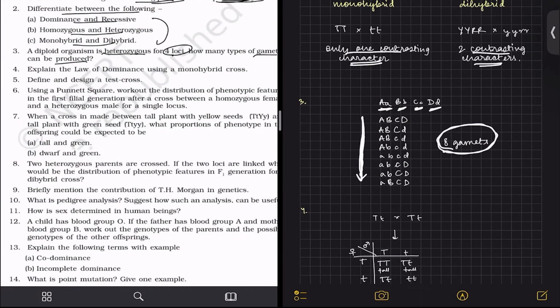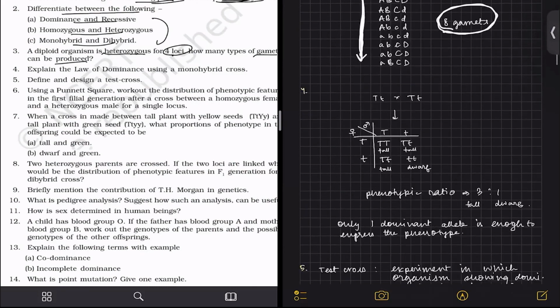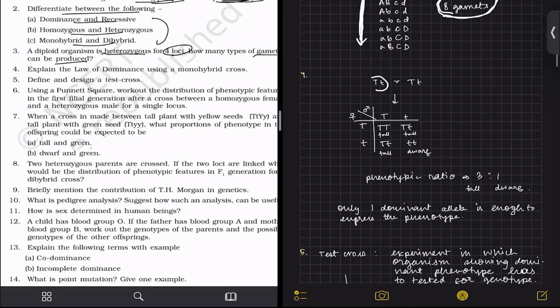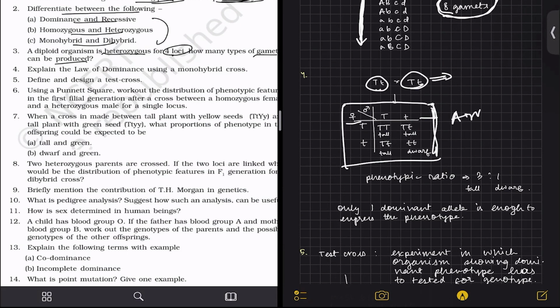Now explain the law of dominance using a monohybrid cross. So this was well explained in the chapter also, and I have explained it here too. You take monohybrid characters and make a Punnett square. I have already shown how to make a Punnett square, so this will be the answer.